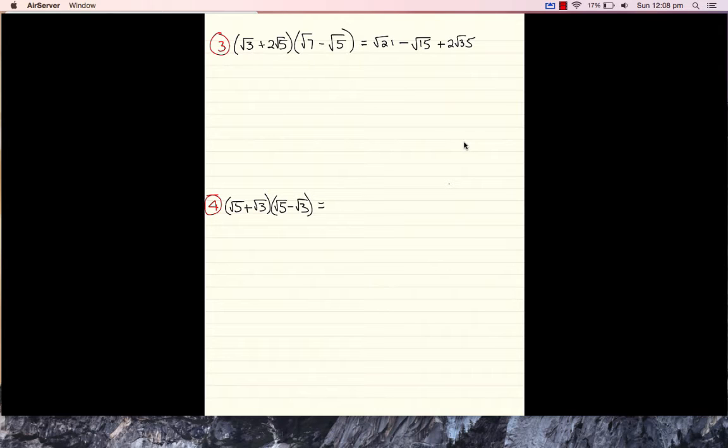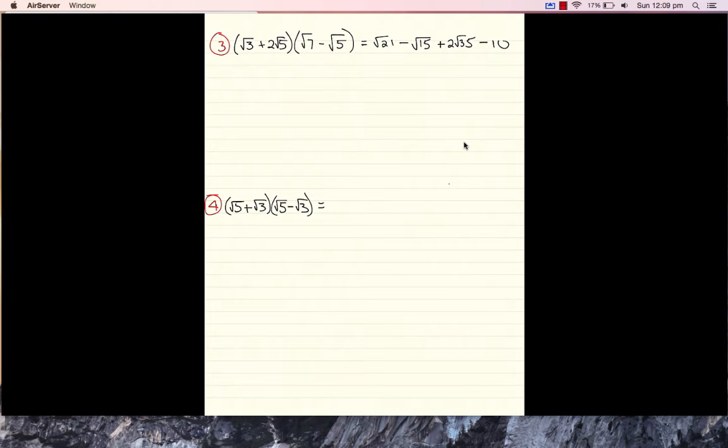Well, we just looked at the fact that root 5 times root 5 is 5. So this term is equal to 10. And when you get to that point, you need to stop and have a look and say, can I simplify it? In this case, I can't. 15, 21, and 35 don't have any square numbers in them, so we stop there.